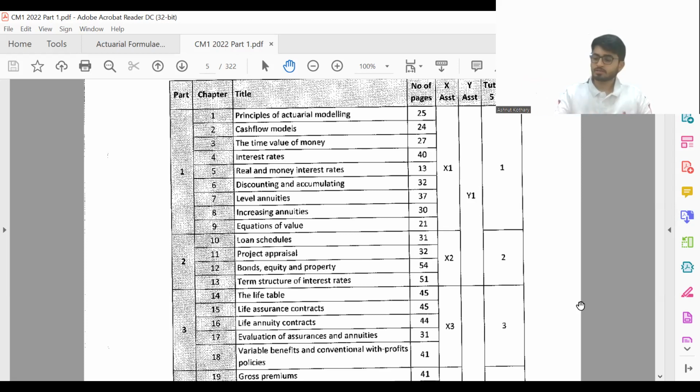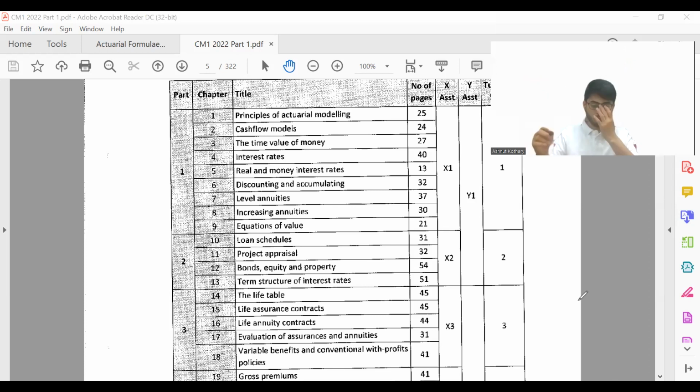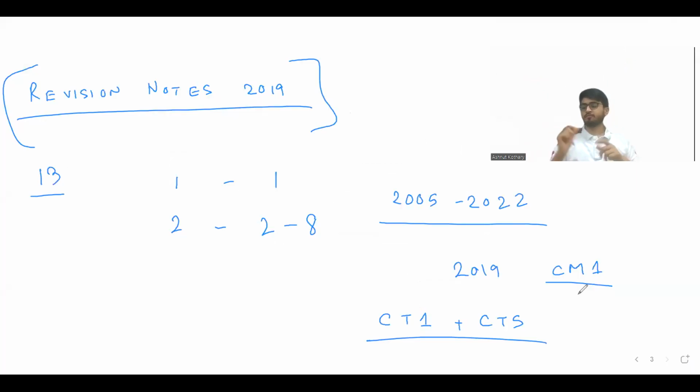Next, I will be discussing the ideal hours to devote for CM1. Compared to all other initial papers, if you take a look at the recommended hours on the IFoA website, it is the highest for CM1. If you want a generic number, I will just say 400 hours.